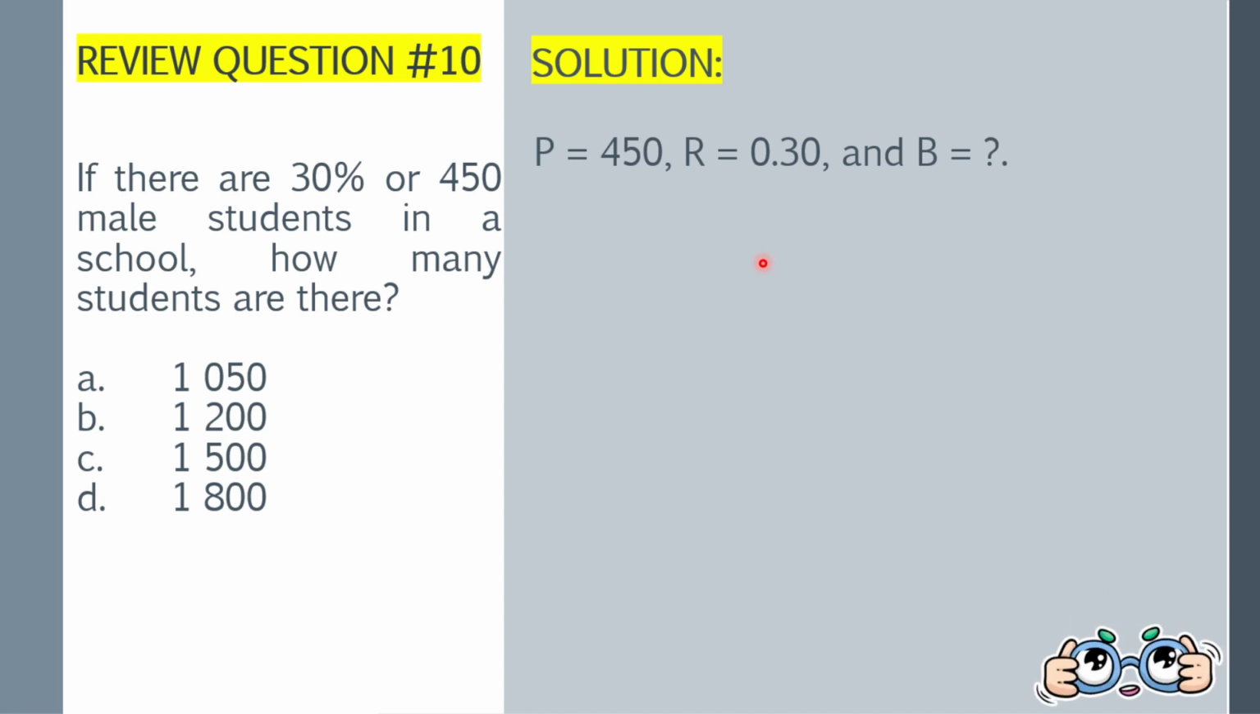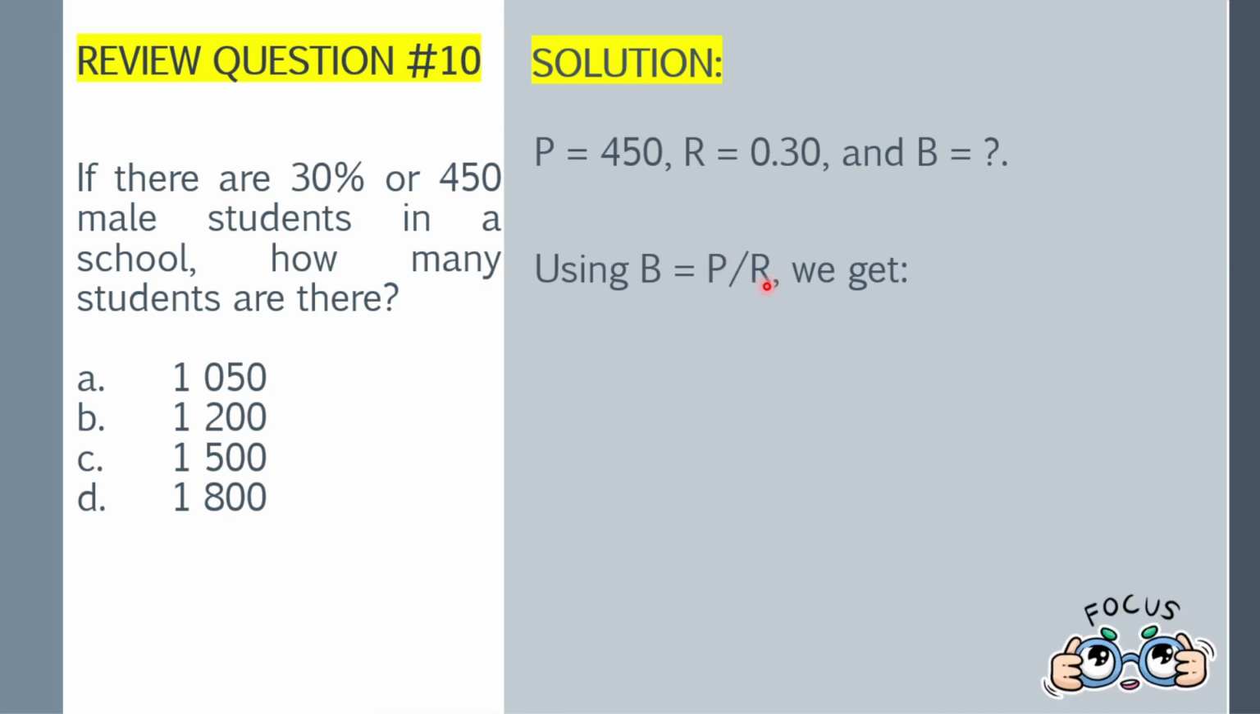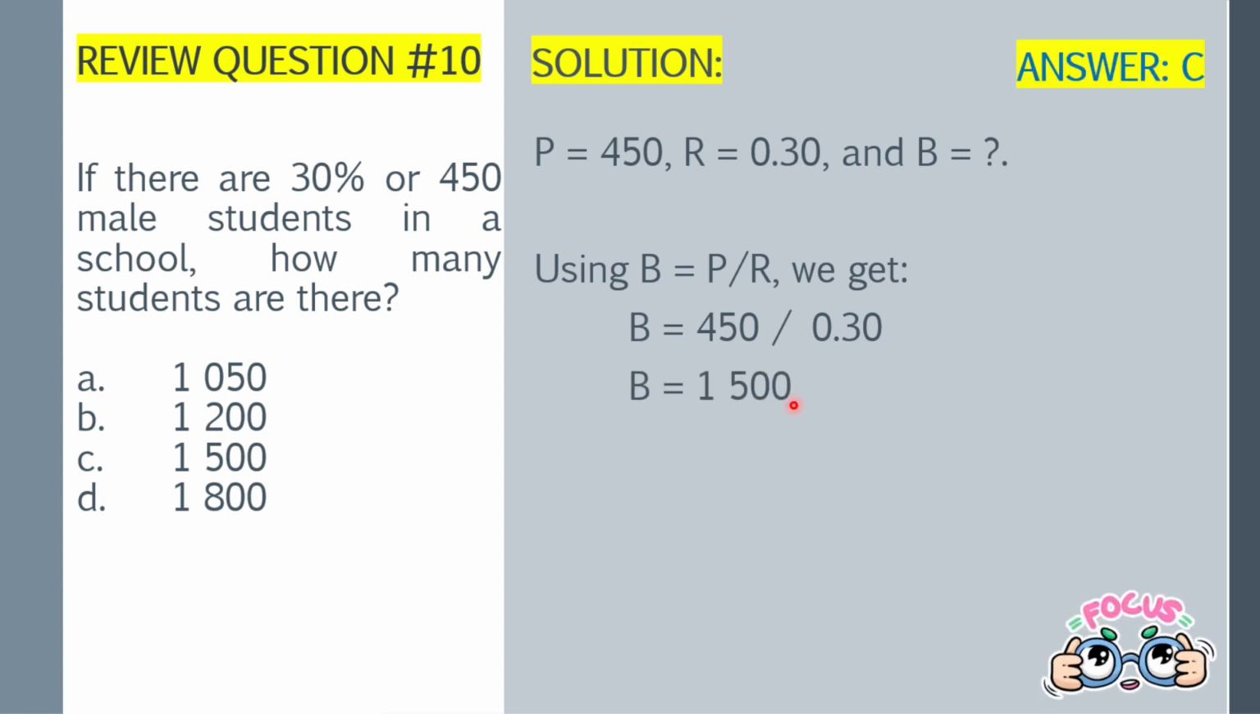The base is the total number of students. The 450 is the portion, since male students are only a portion. The total is the base, and that's missing. So what is the formula to get the base? We have base is equal to P over R. Remember the triangle formula. So we divide 450 by 0.30. We get 1,500. Therefore, the answer is letter C.